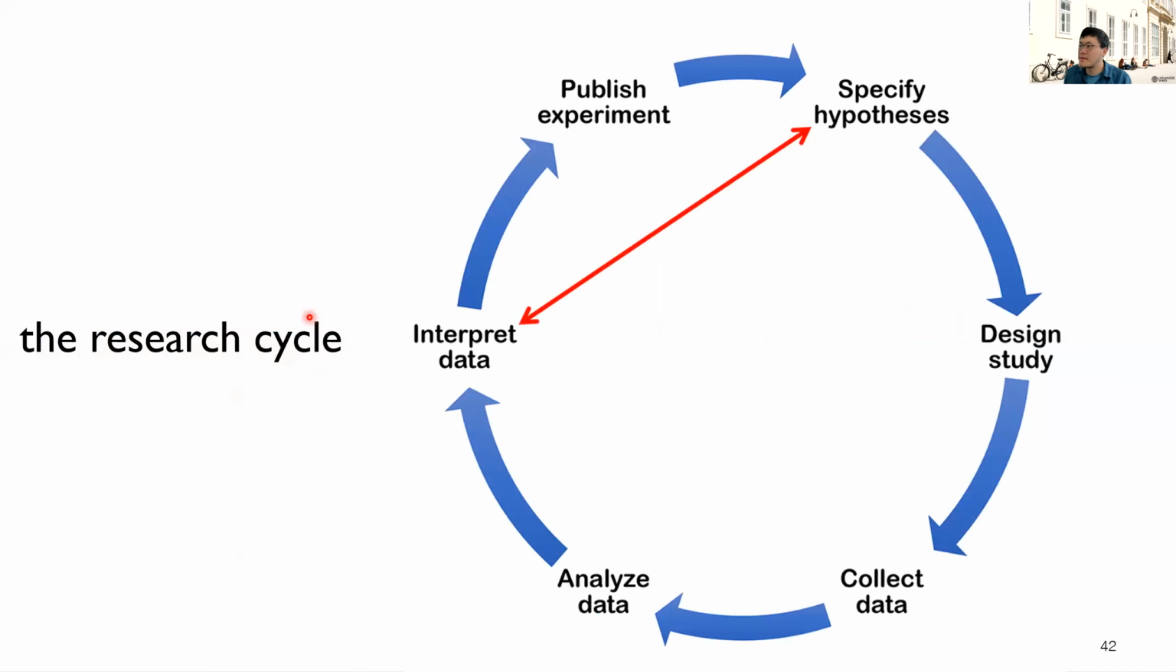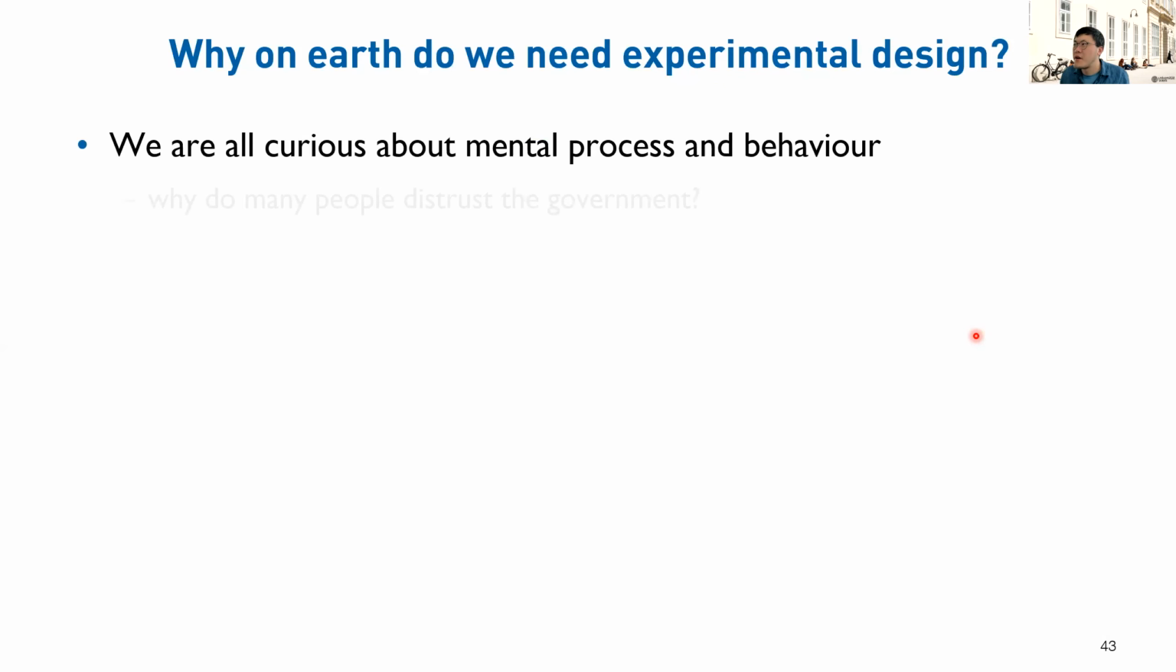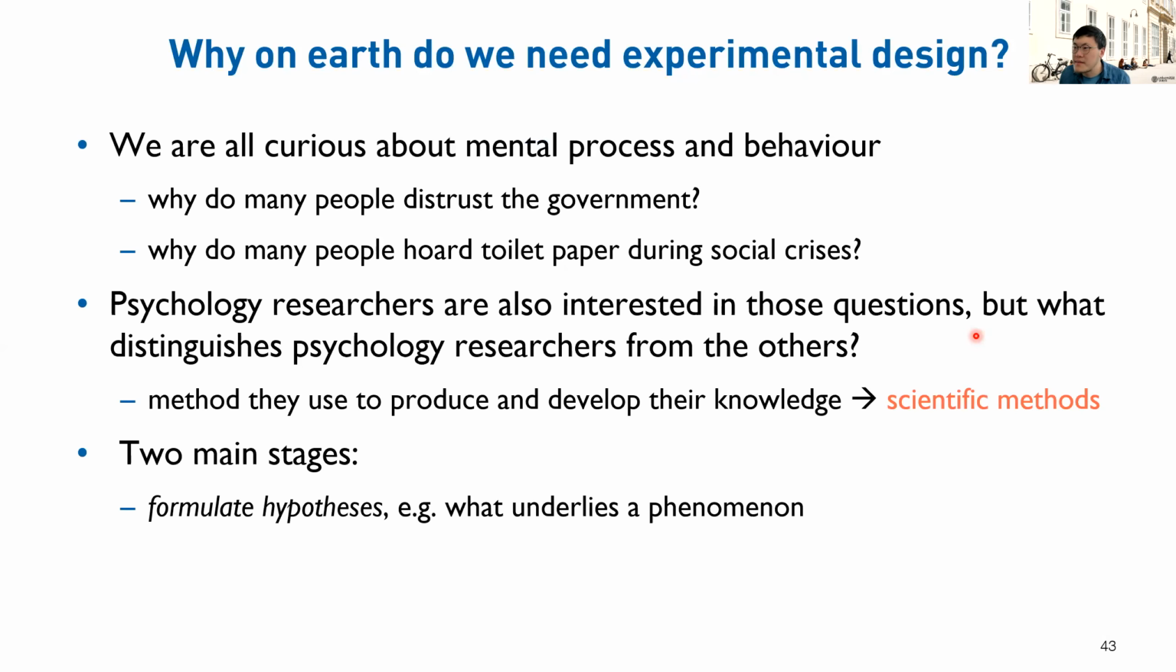So doing experiments, we have this kind of research cycle. And what we are trying to do here is to say, well, if I have an experimental idea and if I have a hypothesis that I want to test, how can I test it? How can I test it experimentally? So this is why we need experimental design. Here I would only talk about the important parts.